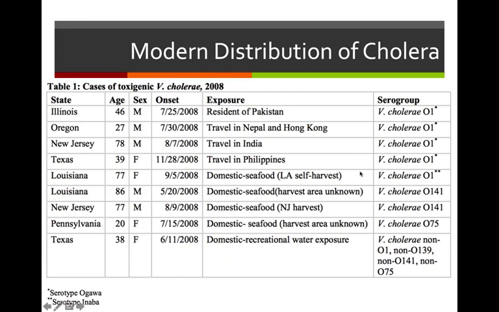We do periodically see cholera in the US. This is just a snapshot of cases from 2008. Most of them were associated with being residents or having traveled to other areas of the world. Some of them, though, were from consumption of seafood. So even though we don't see a lot of cholera cases in the U.S., I don't want you to think that we don't have cholera in the U.S.